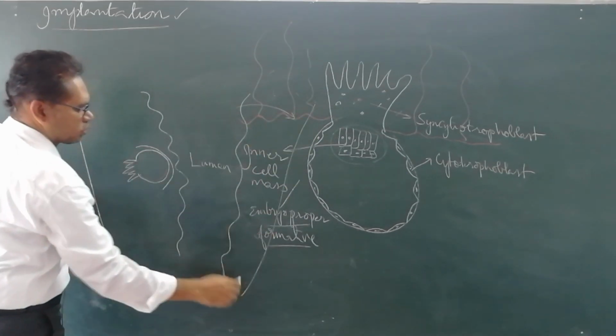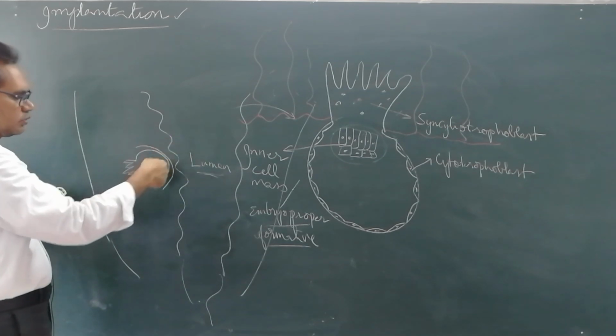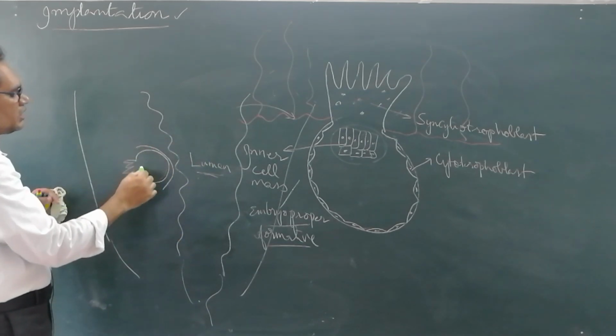This is the uterine wall. This is the cervix. Now this is the lumen of the uterine wall. This is the lumen of the uterus. Now what is this structure?